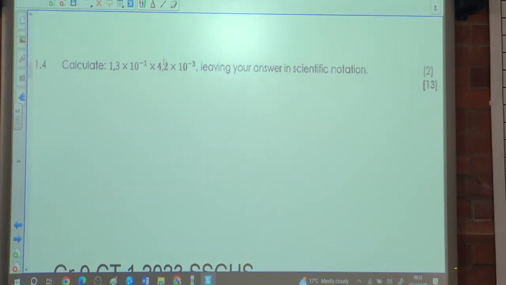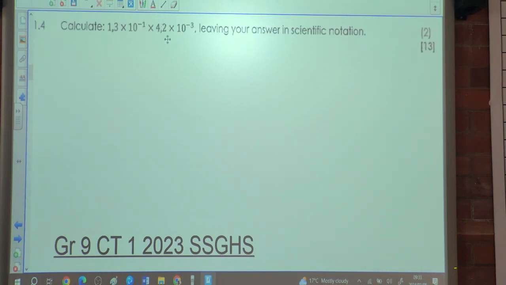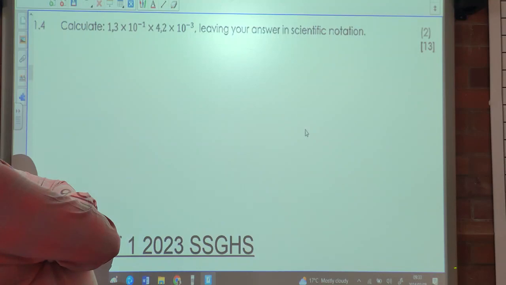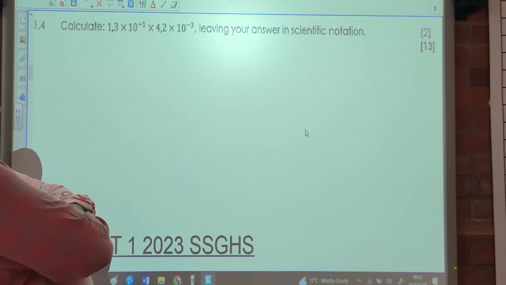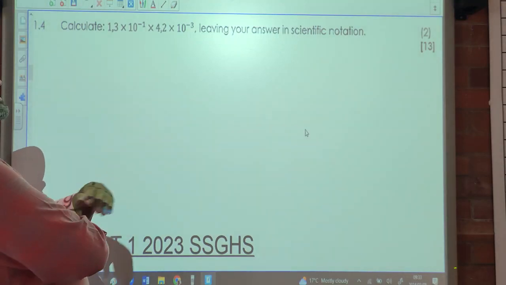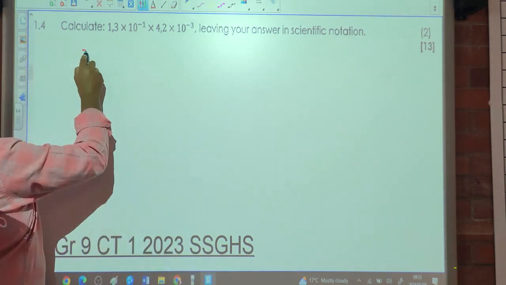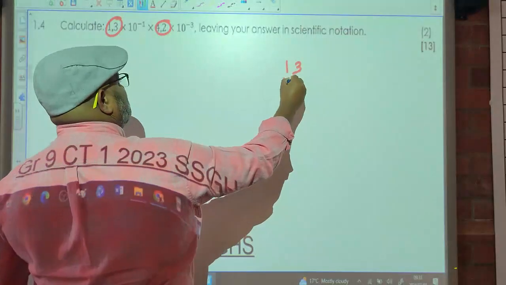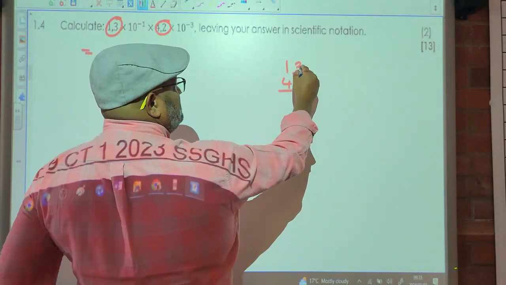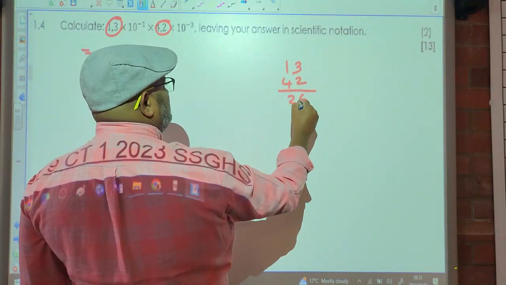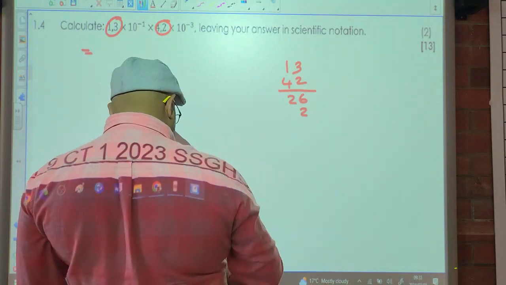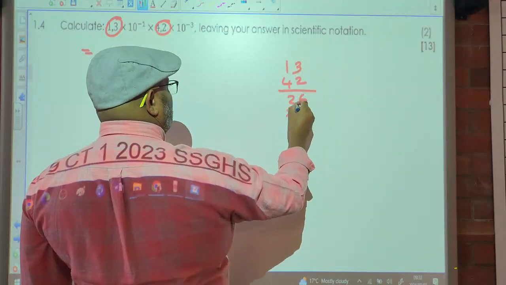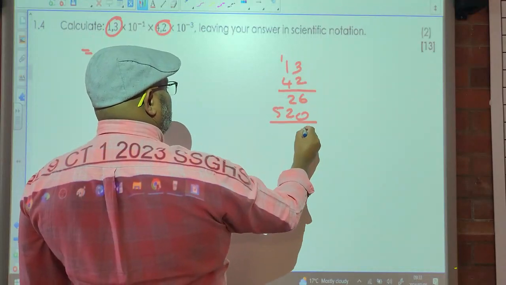The next one. Calculate: we've got 1,3 multiplied by 10 to the negative 1 multiplied by 4,2 multiplied by 10 to the negative 3. Leave your answer in scientific notation. So firstly, we're going to multiply 1,3 by 4,2. Now 13 times 42: 2 times 3 is 6, 2 times 1 is 2. Then 0 first, so 4 times 3 is 12, carry 1. 4 plus 1 is 5.